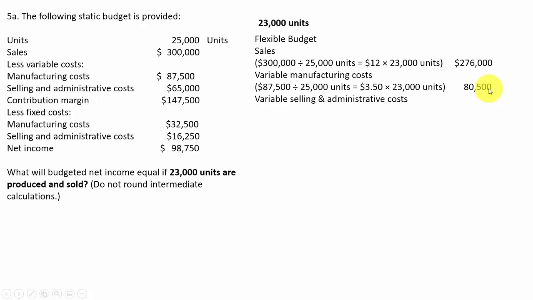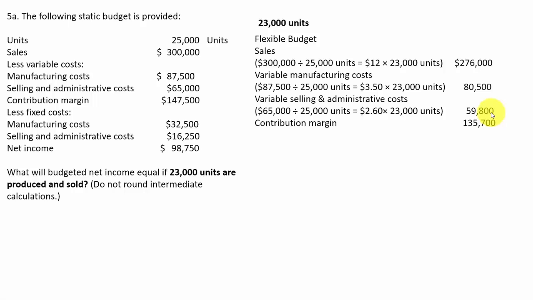Let's take a look at the next one. Variable selling and administrative expenses, our costs, are going to be that static budget level of 65,000 divided by the 25,000 units that we had under our static budget. This gives us a per unit cost under this type of cost of $2.60 per unit. We'll multiply that times the 23,000 units that we actually achieved, and this gives us total variable selling and administrative cost of $59,800. Next, we've got fixed expenses, and next we have contribution margin.